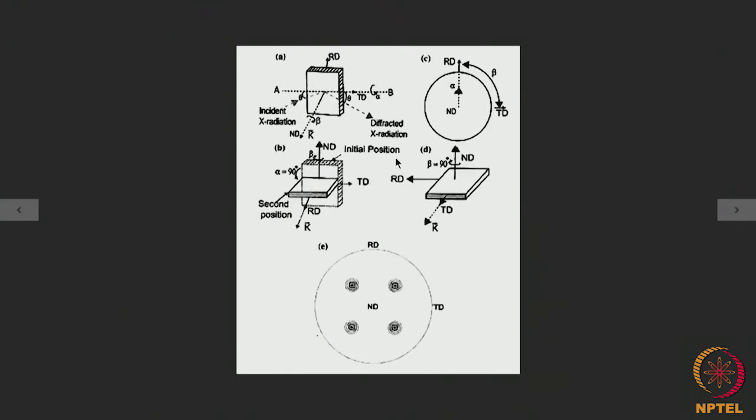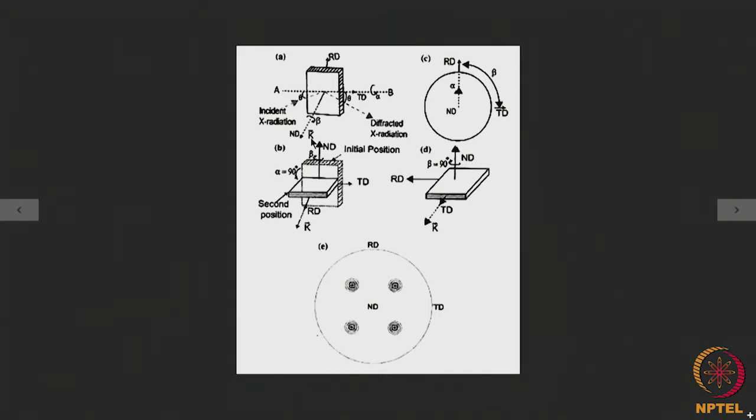Say, for example, we start our experiment in this manner. We take the specimen in a vertical position, say this is our specimen, and we fix the direction of the incident X radiation, we also fix the direction of the diffracted radiation. So, in this position, this is the RD, the rolling direction, this is the TD and this is the ND or normal direction. Now, here is what we have, the K vector, K with a bar on top.